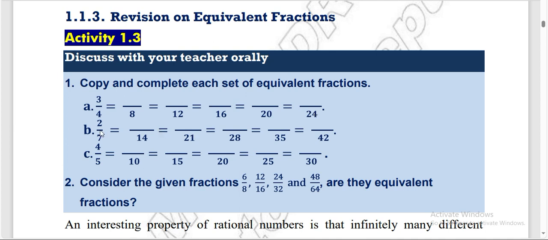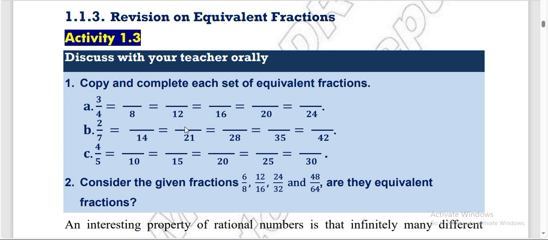On number B, 2 over 7 equal to what over 14? So 2 times 14 equal to 7x. 28 equal to 7x means the result is 4. So 2 over 7 equal to 4 over 14.